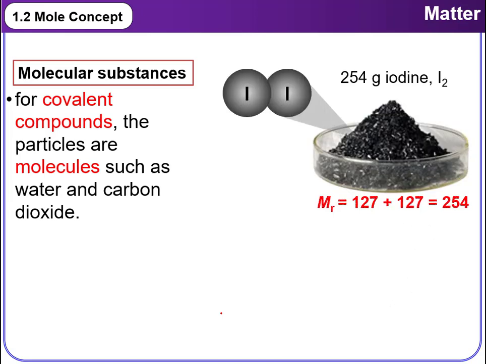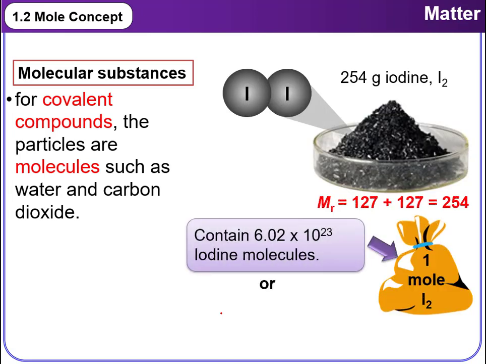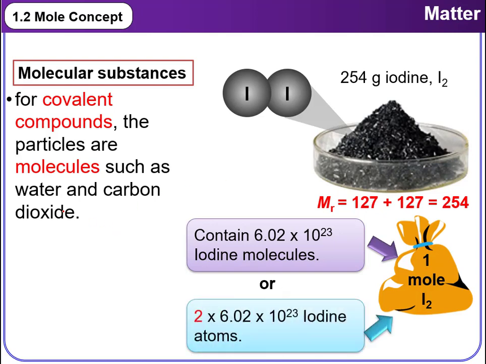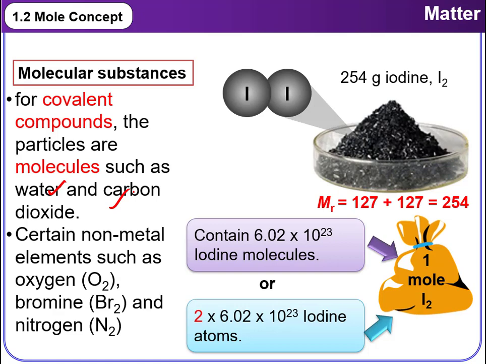How about molecular substances? For covalent compounds, the particles are molecules such as water and carbon dioxide, or certain non-metal elements such as oxygen, bromine, and nitrogen, which also contain 6.02 times 10 to the power of 23. Since we have iodine molecule here, containing 2 iodine atoms, that's why we have 2 times 2 here.